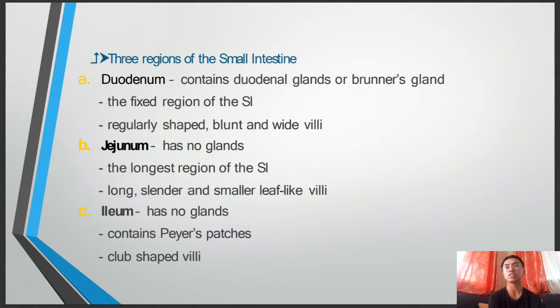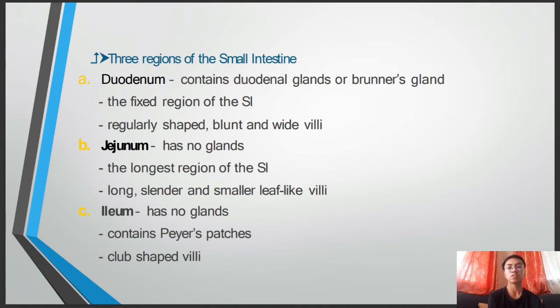The second is jejunum. Jejunum has no glands, is the longest region of the small intestine, and has long, slender, smaller leaf-like villi. So jejunum is the middle part of the small intestine and absorbs sugars, amino acids, and fatty acids.